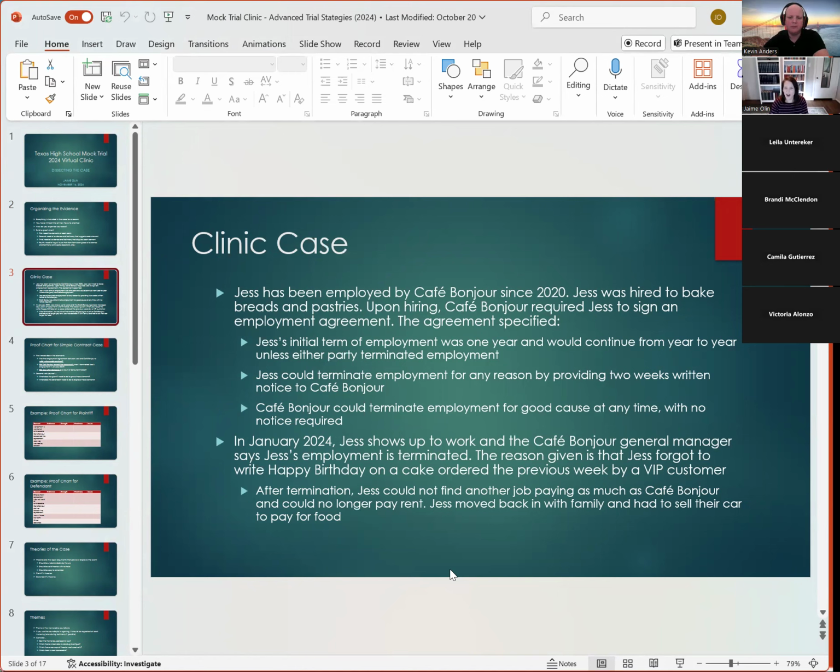Upon hiring, the cafe required her to sign an employment agreement. Of course, an agreement would have a lot more in it, but this is what's really relevant today. The initial term of employment was 1 year, and then the contract would continue year to year unless either party terminated the employment. Jess was entitled to terminate employment or quit for any reason by providing 2 weeks written notice to the employer. The employer could terminate employment for good cause at any time with no notice required at all.